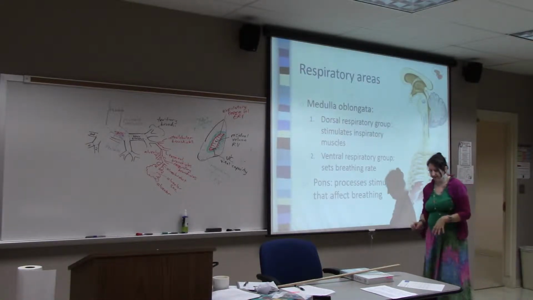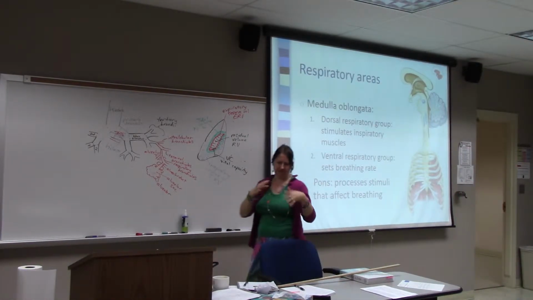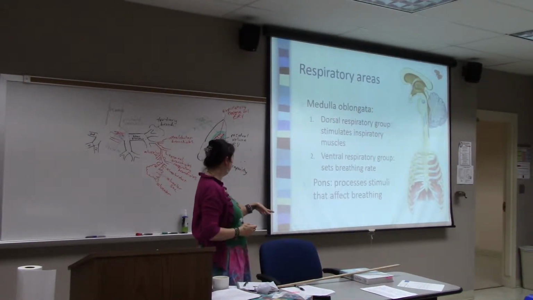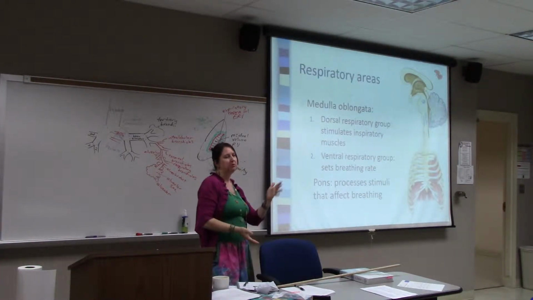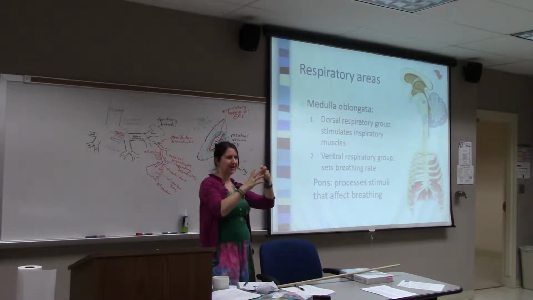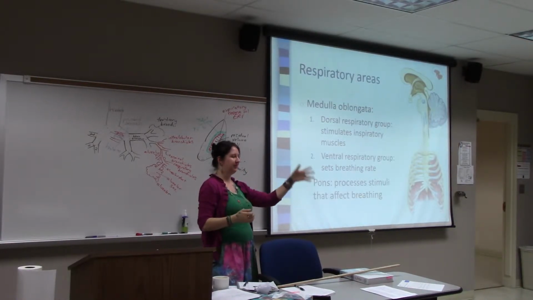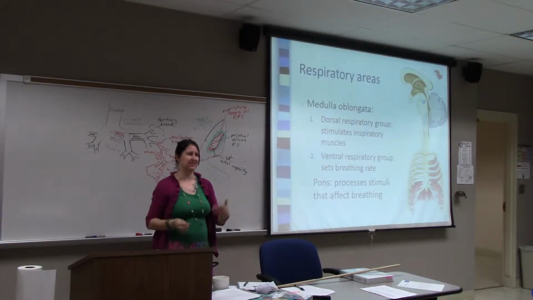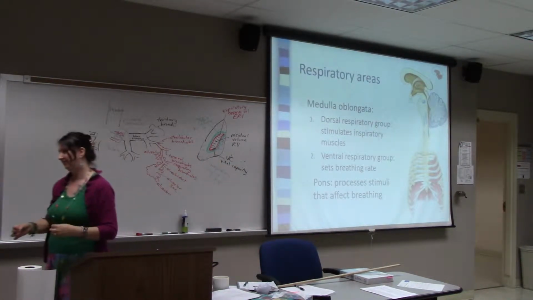The pons, there's a lot of research still ongoing about exactly what its role is, but it seems to process the stimuli and come to a consensus and tell the ventral respiratory group everything that's going on, so it can make its decision about speed.